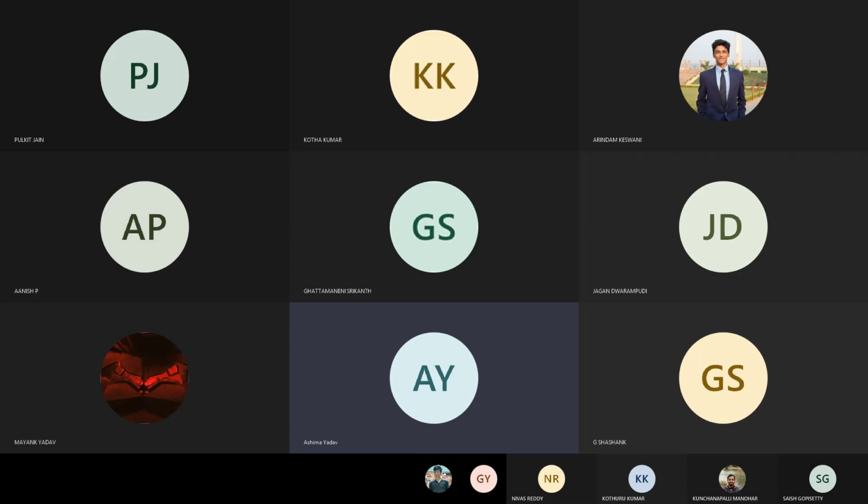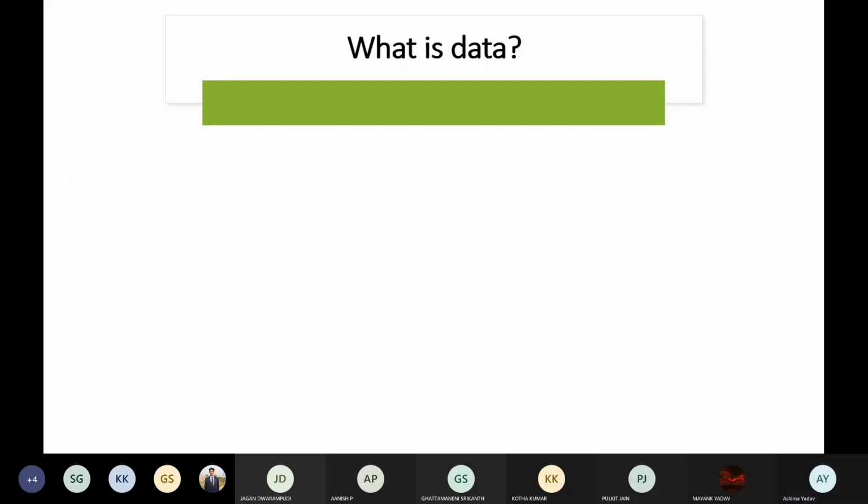Task domains in AI. So the next thing which we'll be studying today is data. I hope my screen is visible. Yes, students, is my screen visible? Yes, ma'am. Okay. So the next thing we'll be talking about is data today.